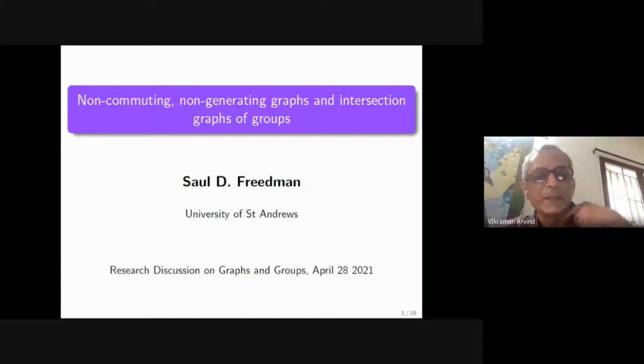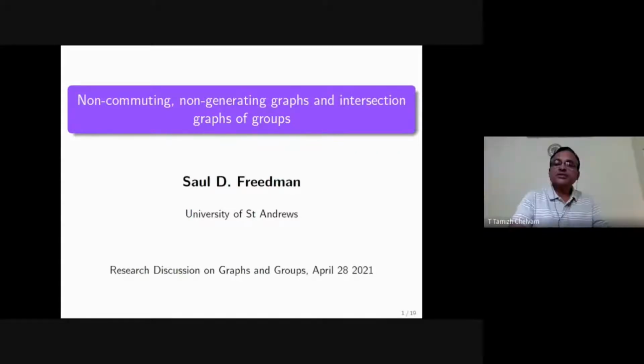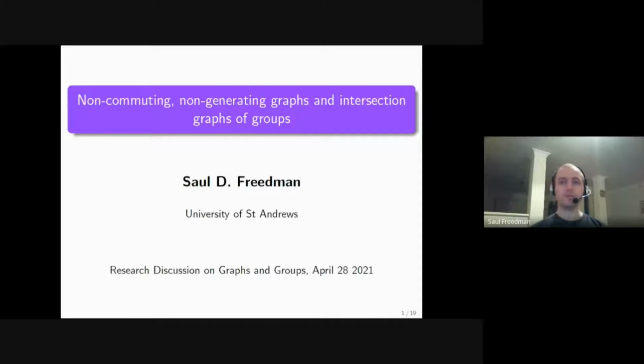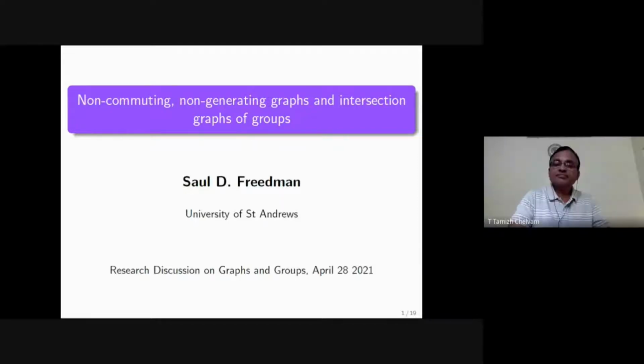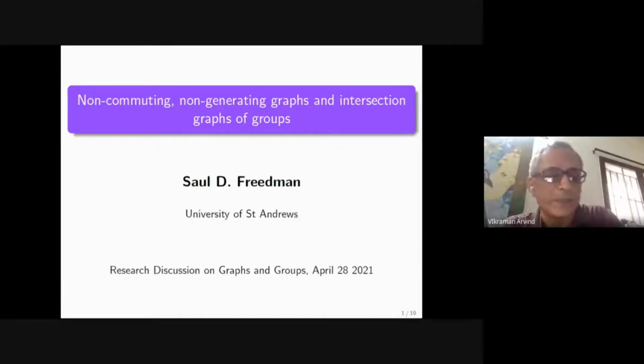And now he is doing his PhD at the University of St Andrews, possibly a student of Peter Cameron. Yes, that's right. And of Colva Roney-Dougal. Oh, okay. So it's very nice to have you as a speaker with us. The title of the talk is Non-commuting, Non-generating Graphs and Intersection Graphs of Groups. Over to you.